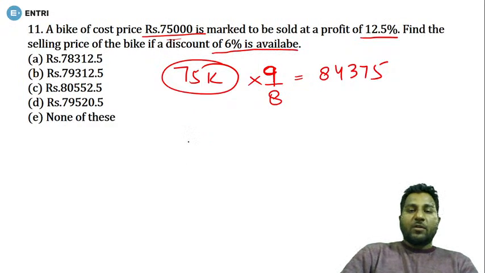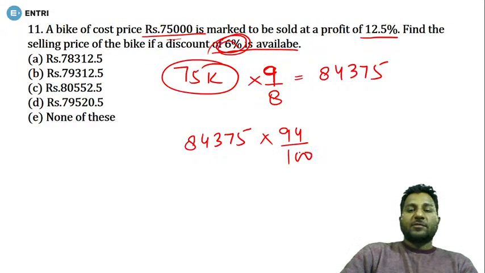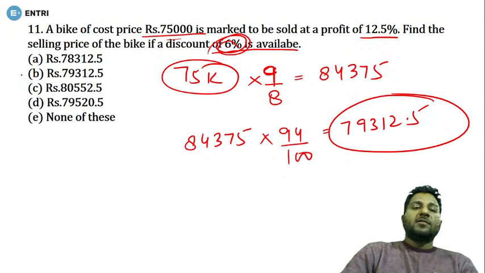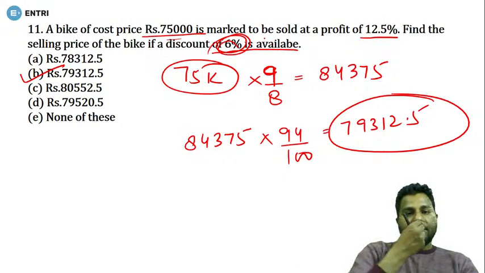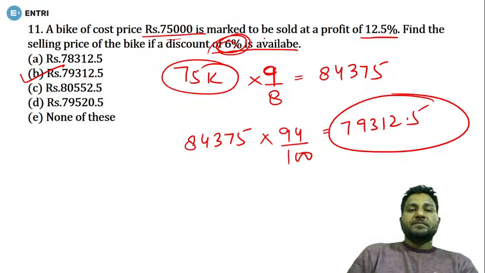So we have figured out 84375. Yes. Now we need to find the 6% discount. So a 6% discount would be like a 94% selling price. So when you solve this one, you will be getting 79312.5, the correct answer. There is no such hiding. Why? Because we are getting this.